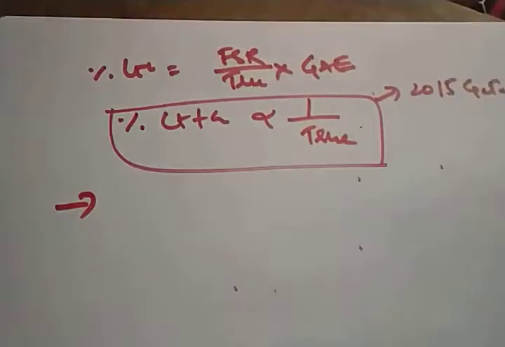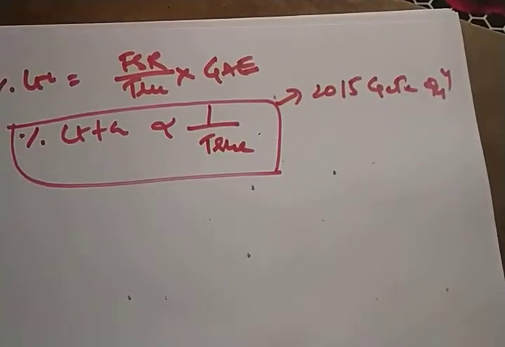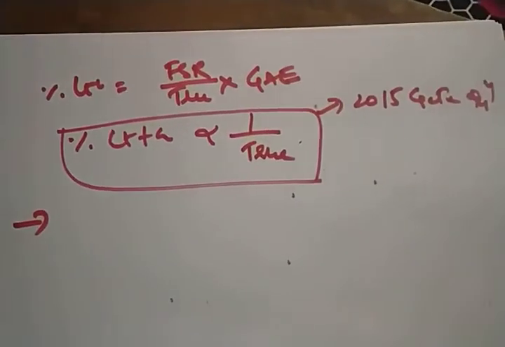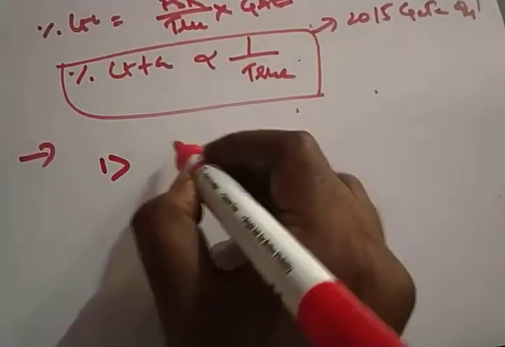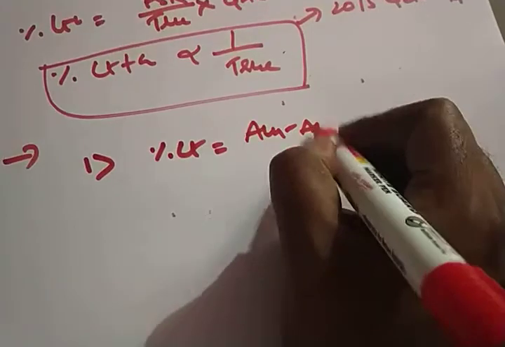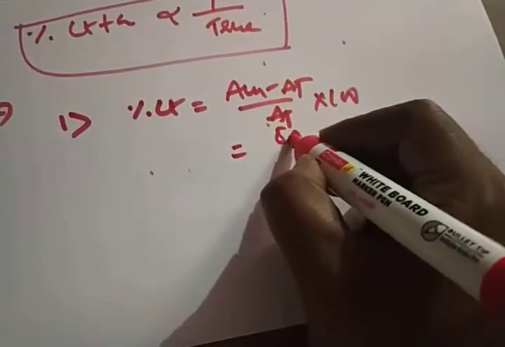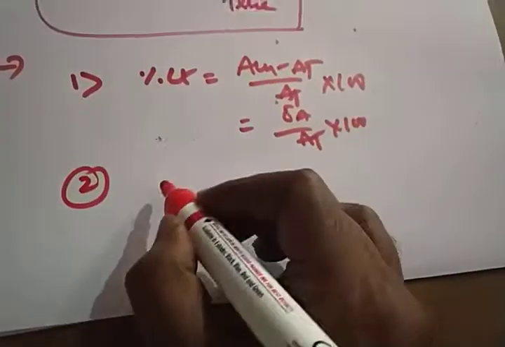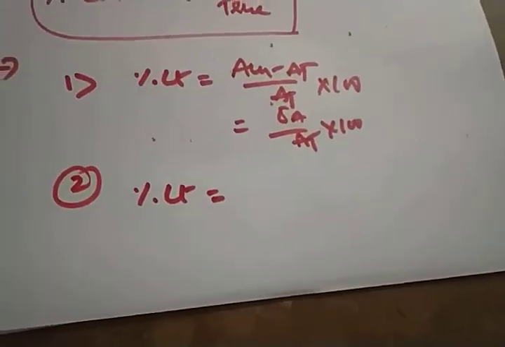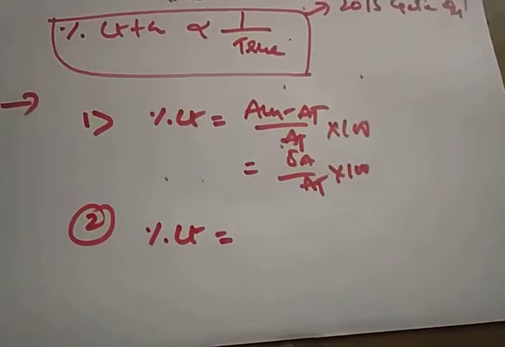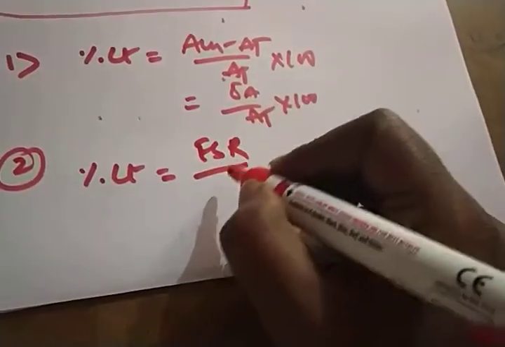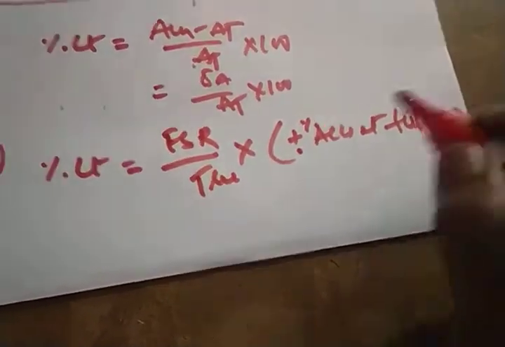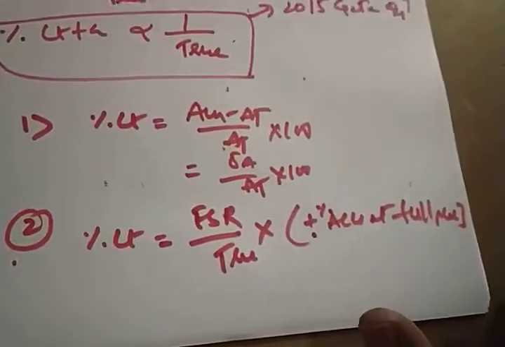Right, till now we completed what a percentage limiting error is. The percentage error which can be specified by the manufacturer itself, we call a percentage limiting error. What is the formula for percentage limiting error? One formula is percentage limiting error is equal to (AM minus AT) by AT into 100, that is nothing but delta A by AT into 100. If you know the percentage limiting error and the true value, you can easily find the absolute error. And one more formula: percentage limiting error is equal to full scale reading by true value into plus or minus percentage accuracy at full scale. These two formulas are very, very important to solve the problems.